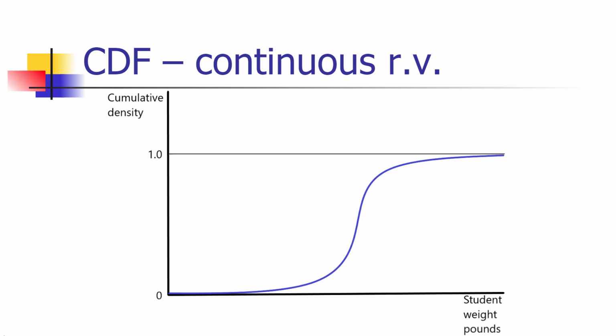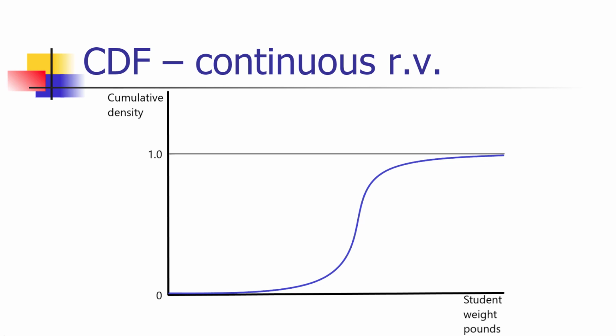In this case, student weight has a lower bound of 0, and we tend not to observe any college students just floating through the air. So we generally don't start observing any significant density until we get up to somewhat higher weights. The probability of observing a very low weight is very, very low. But as we get to the thicker part of the PDF, the cumulative density starts rising faster and faster.